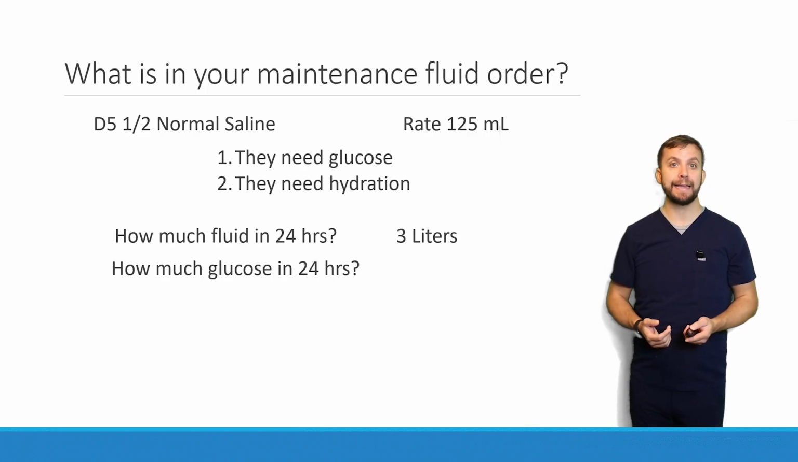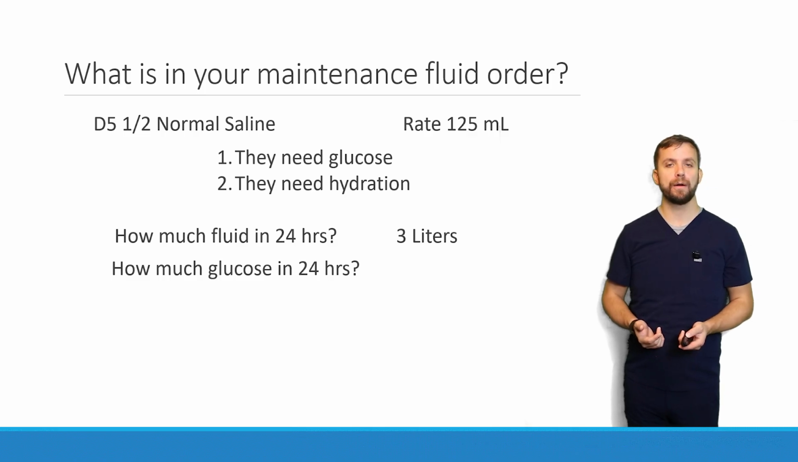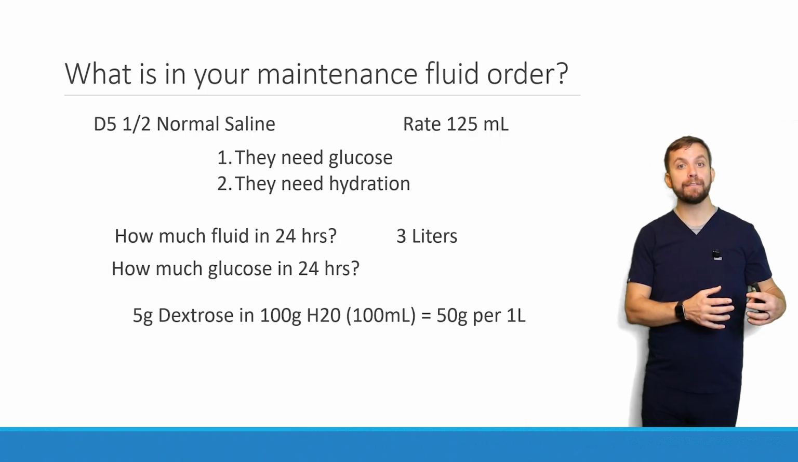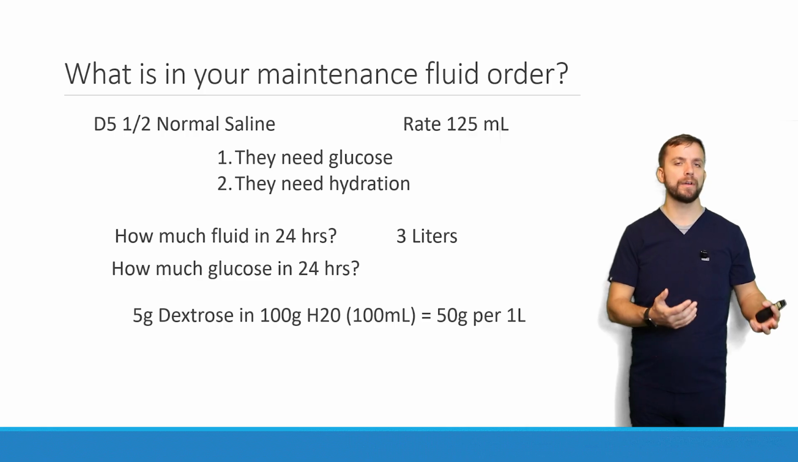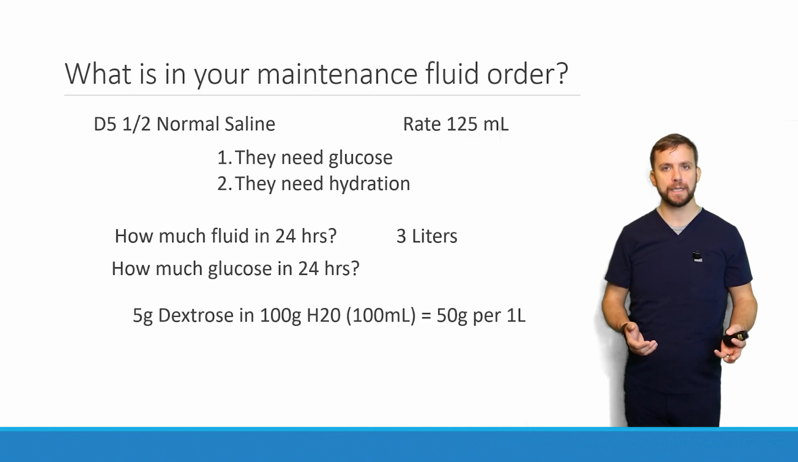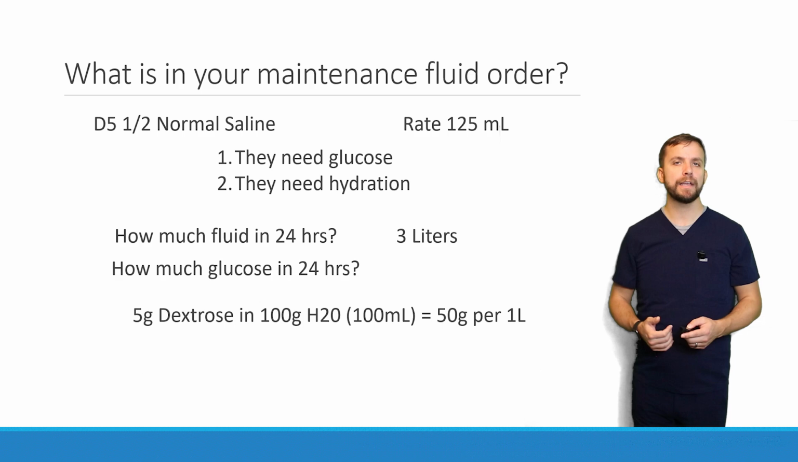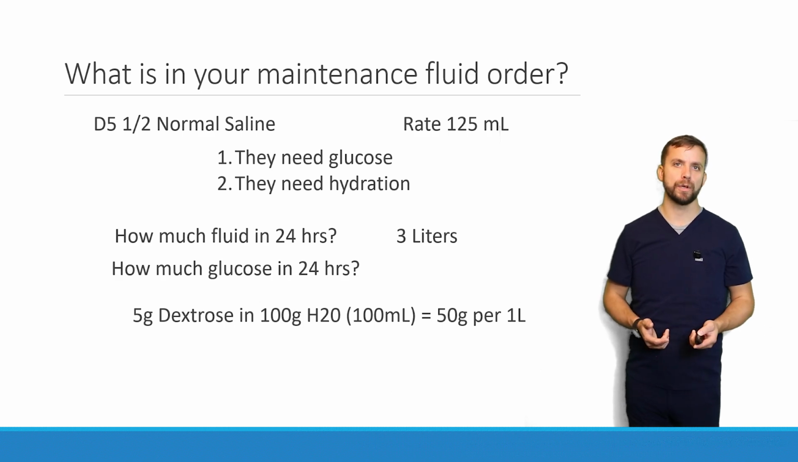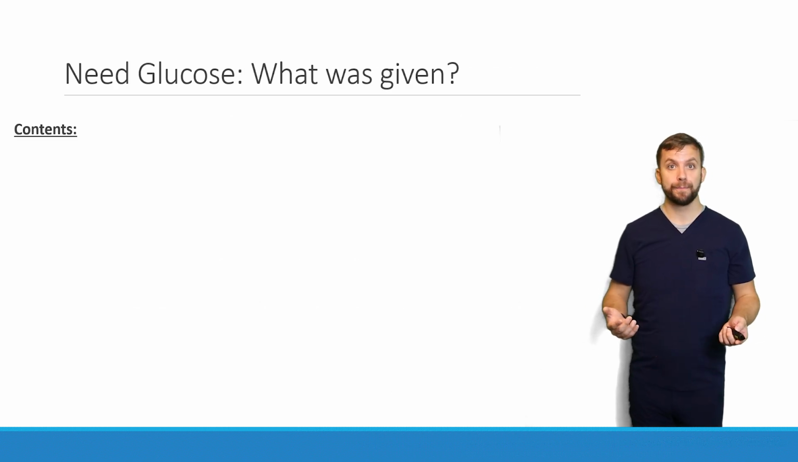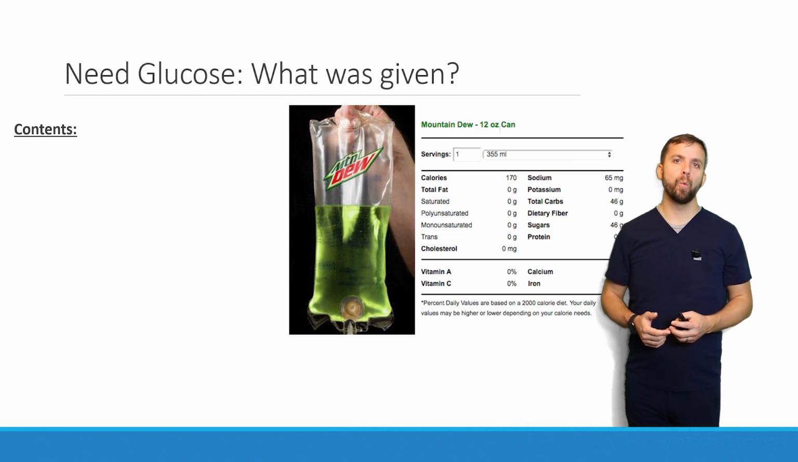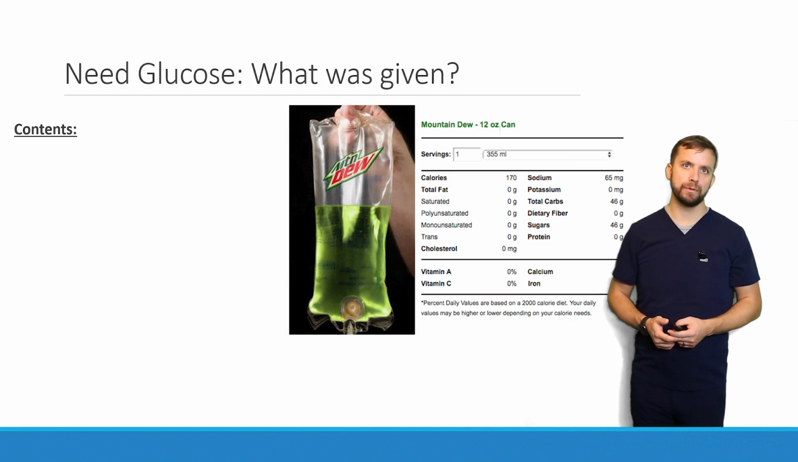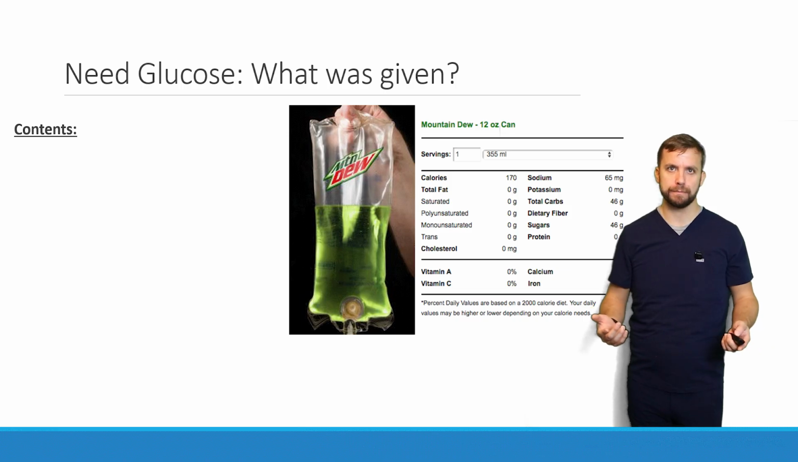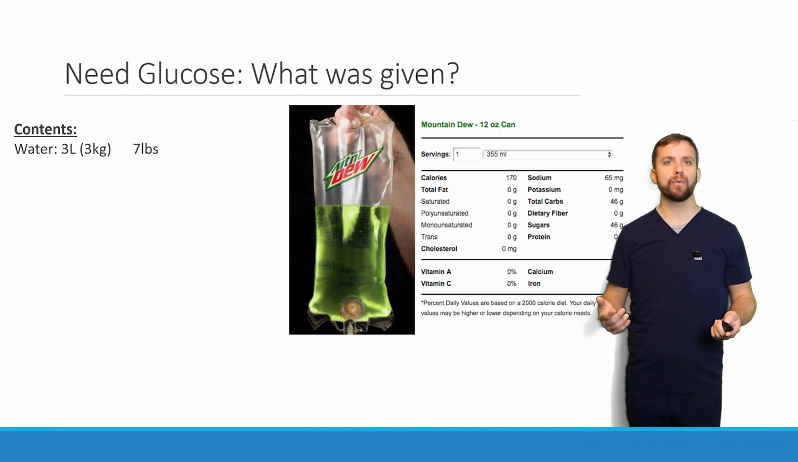And if you look at that in glucose in 24 hours, it's 5 grams per 100 mLs of water. So it's 50 grams per liter, and you're giving them 3 liters. You're giving them 150 grams of glucose. Keep in mind, you're giving them about one 12-ounce can of Mountain Dew with every liter of fluid. Is that worth 3 liters of fluid?